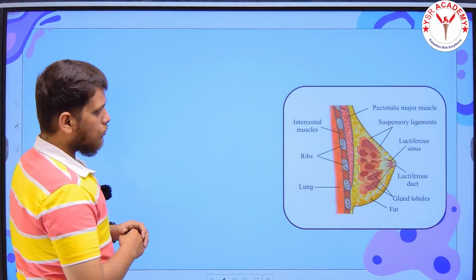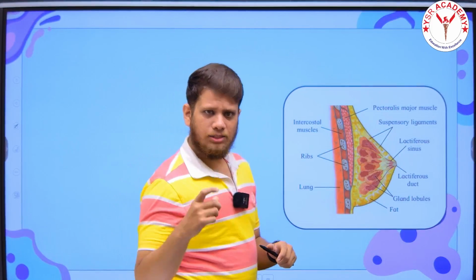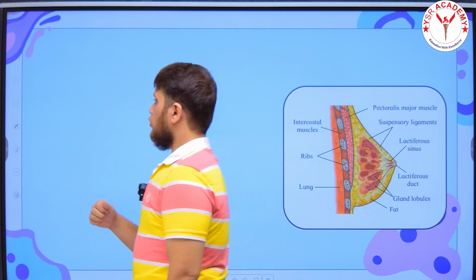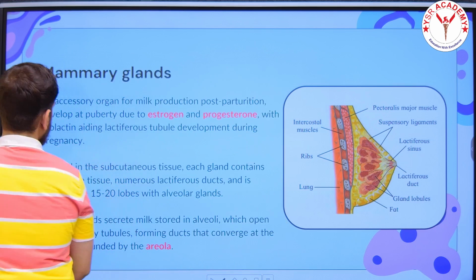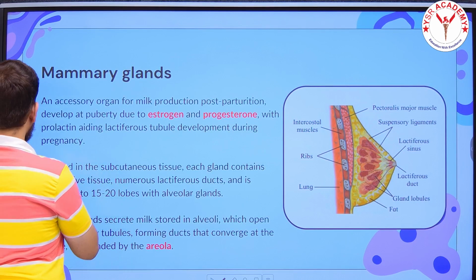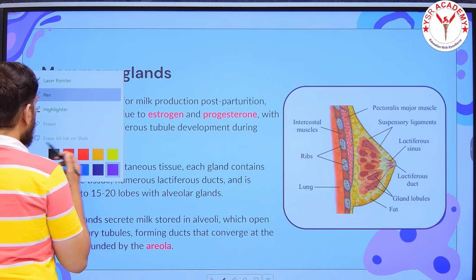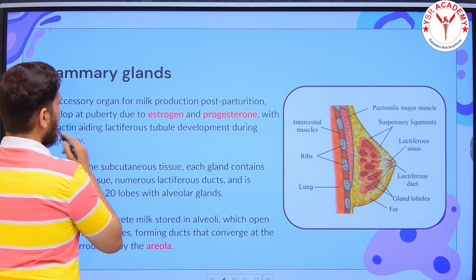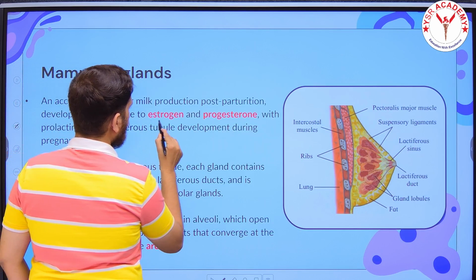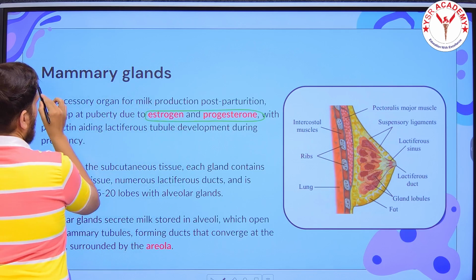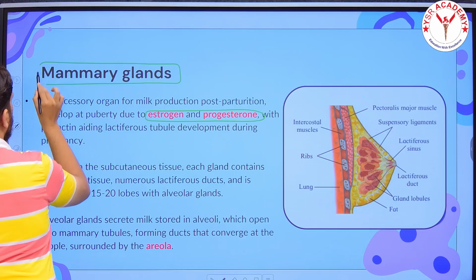Now, students, we move on to the last part of the external genitalia in females, which is the mammary gland, or the breast glands, the breast in general. It is an accessory organ for production of milk post parturition. Very, very important, because feeding the young one is an essential function. It is developed at puberty under the influence of estrogen and progesterone. These are the two hormones which will help in the development of mammary glands.